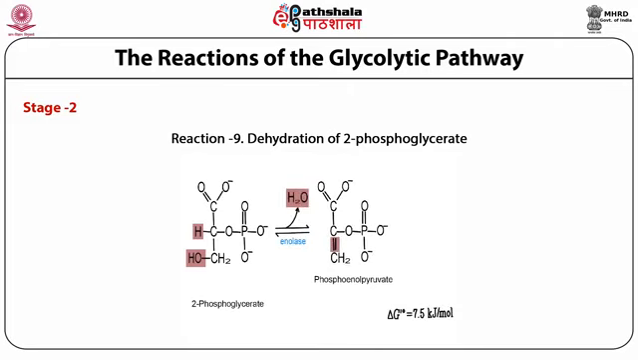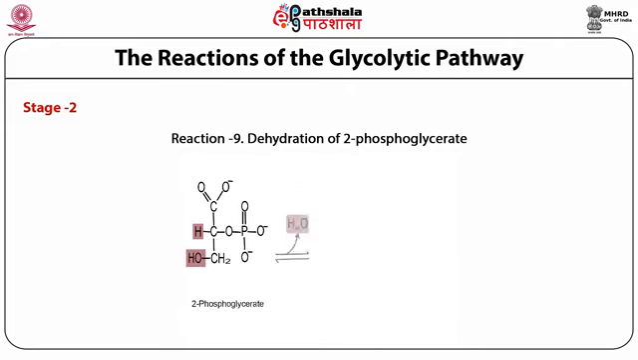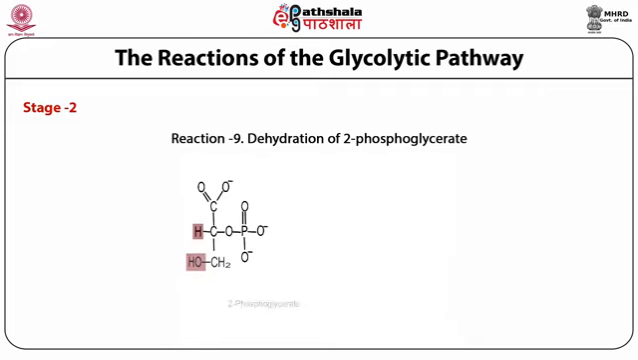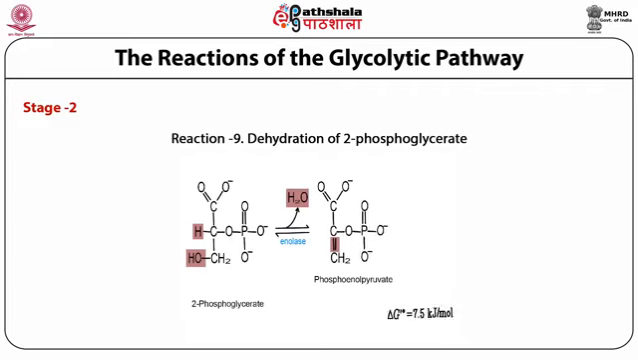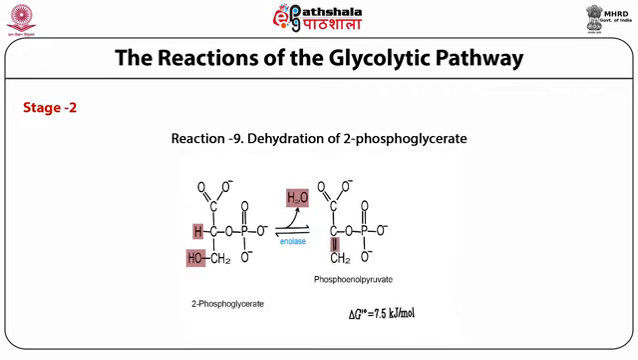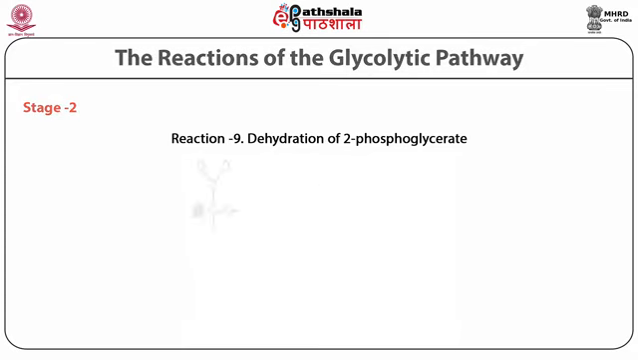The standard free energy change for phosphate hydrolysis in 2-phosphoglycerate is 16 kilojoules per mole, whereas for phosphoenol pyruvate it is an incredible 62 kilojoules per mole.